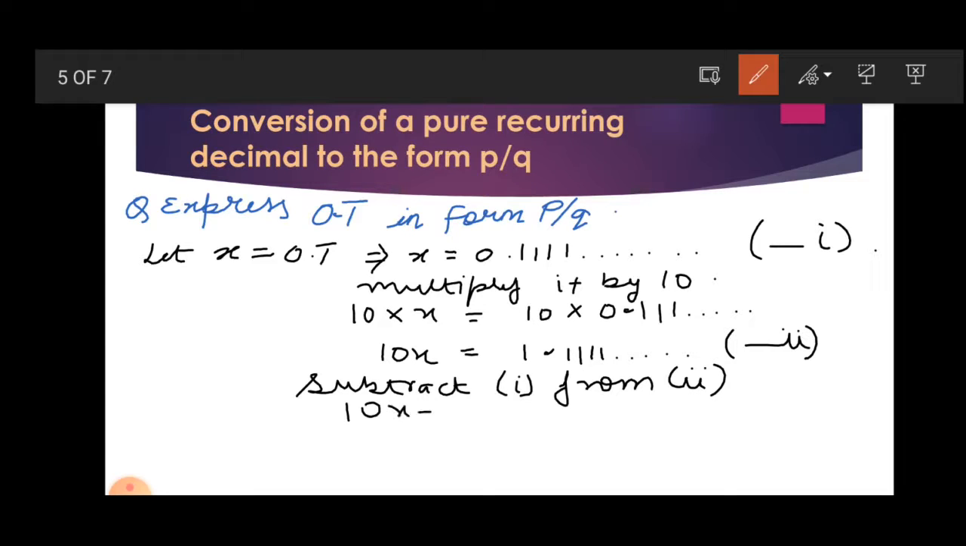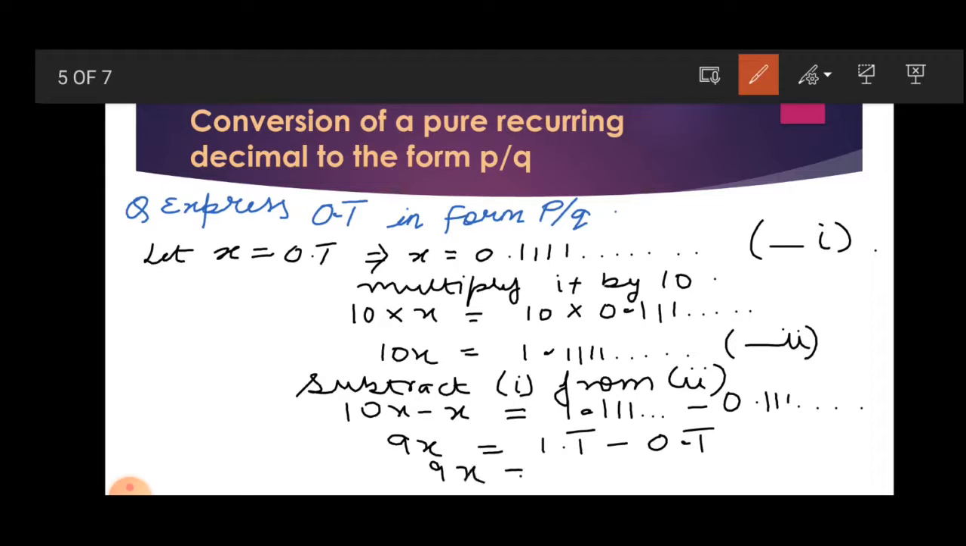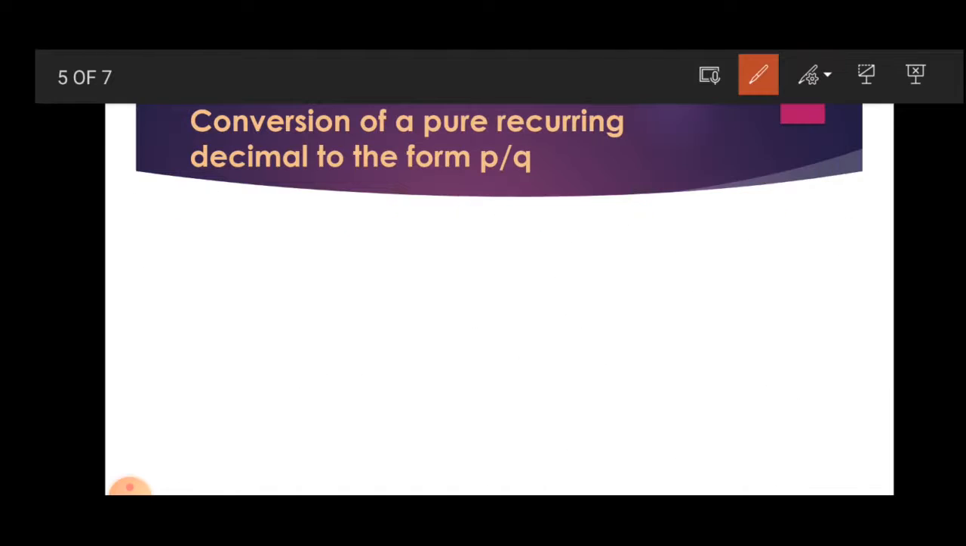So 10x minus x is equal to 1.111 minus 0.111. Now 10x minus x is equal to 9x is equal to 1.1 bar minus 0.1 bar. So 9x is equal to 1, which implies value of x is equal to 1 by 9. So 0.1 bar is equal to 1 by 9. Now let's take another example.